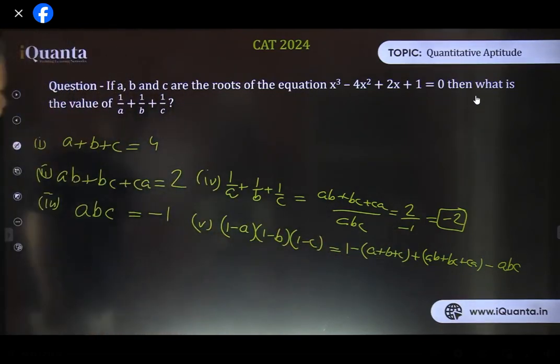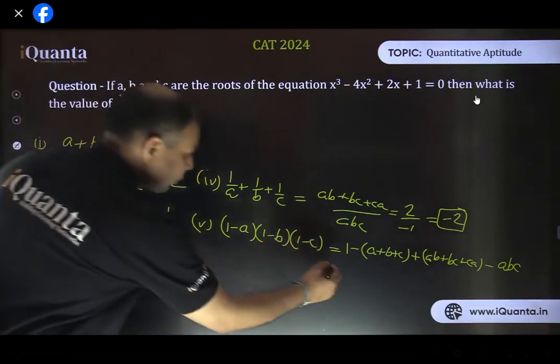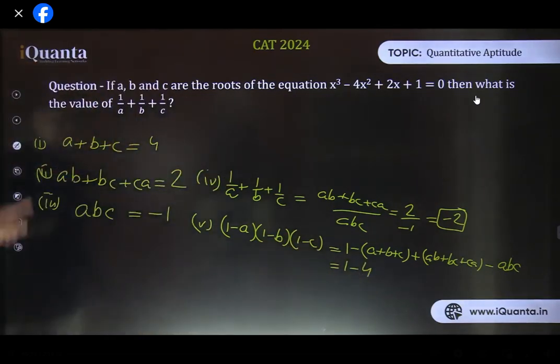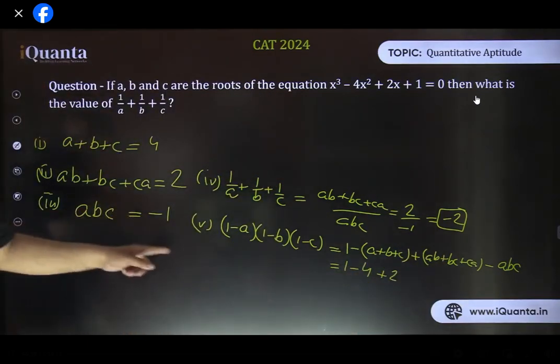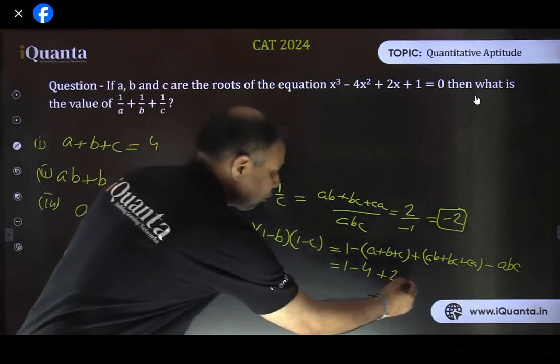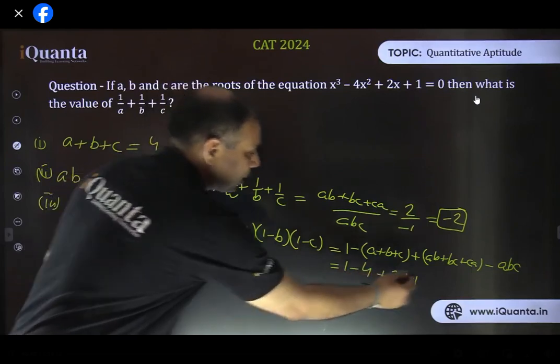Okay, now we just need to plug in the values. We have already found all these values. So a plus b plus c was 4. So this is equal to 1 minus 4. Then the sum of ab, bc, ca was 2, so plus 2. And finally abc was negative 1, but that is with a negative sign, so it will become positive 1. So 1 and 2 is 3, and 1 is 4, minus 4. 0 is the right answer.